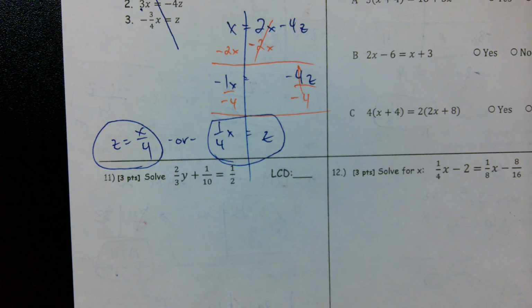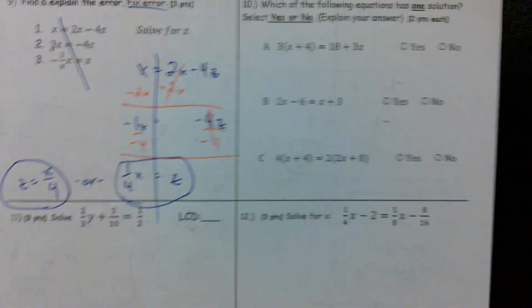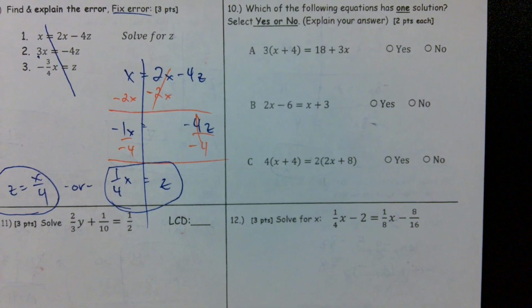For number... Okay. Anthony? 10, I got no, yes. Okay, we'll get to number 10 in a second. Are you good on number 9? Perfect.